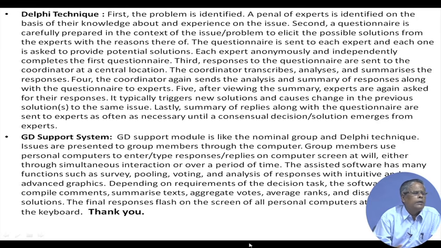The questionnaire is sent to each expert, and each is asked to provide potential solutions. Each expert independently completes the questionnaire. Third, the responses to the questionnaire are sent to the central location. Again, in the central location, the coordinator transcribes, analyzes and summarizes the responses, and the coordinator again sends the questionnaire along with the summary of responses to the same experts.